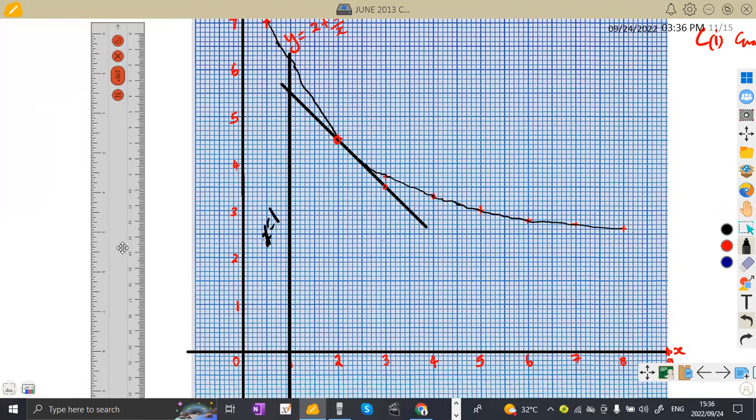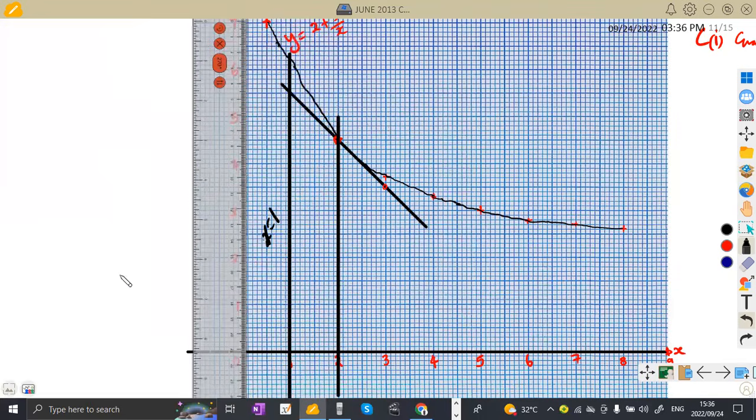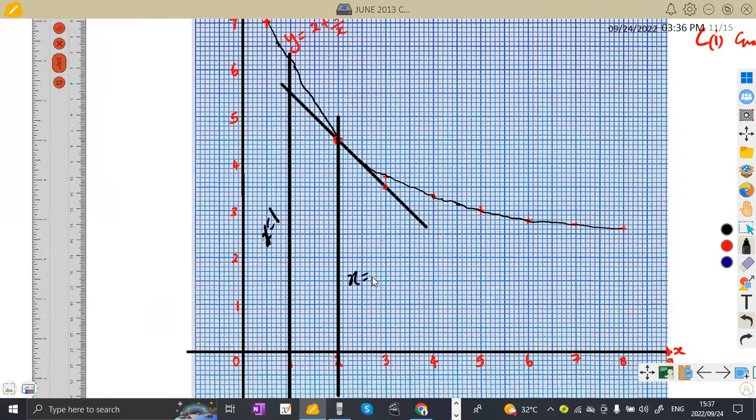So we've got x is equal to 1. X is equal to 2. We do the same. We move on to 2 here. This is your x is equal to 2. You draw a line of x is equal to 2. You write even the equation x is equal to 2.